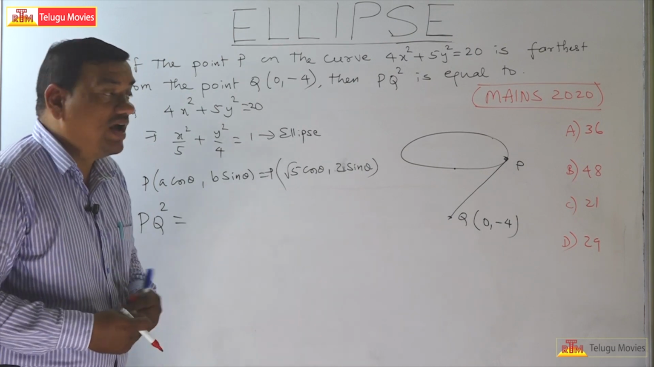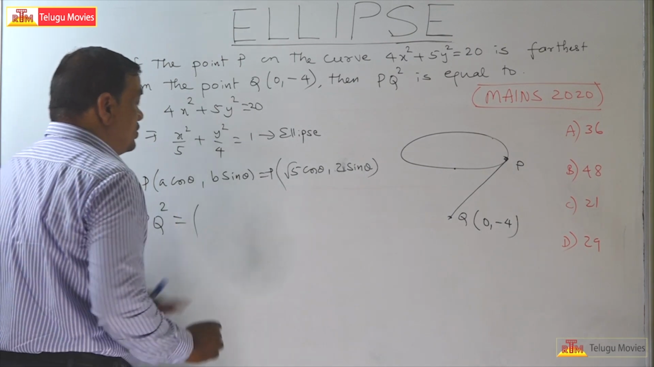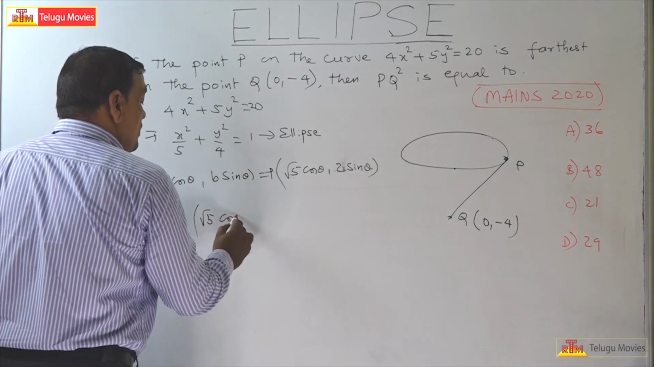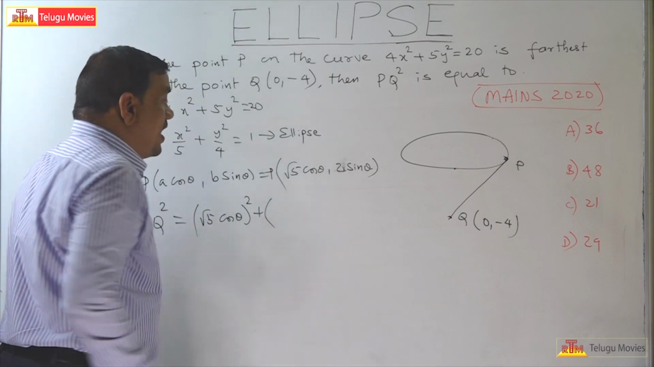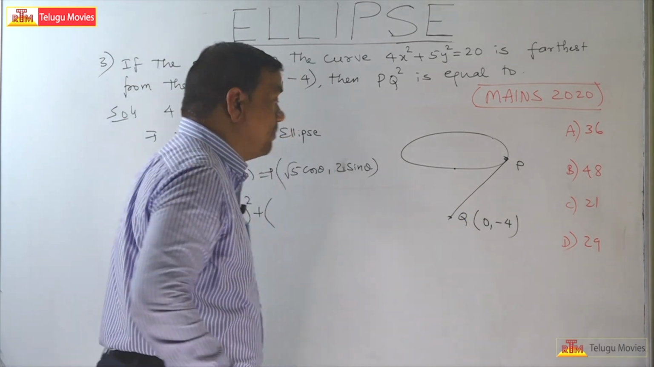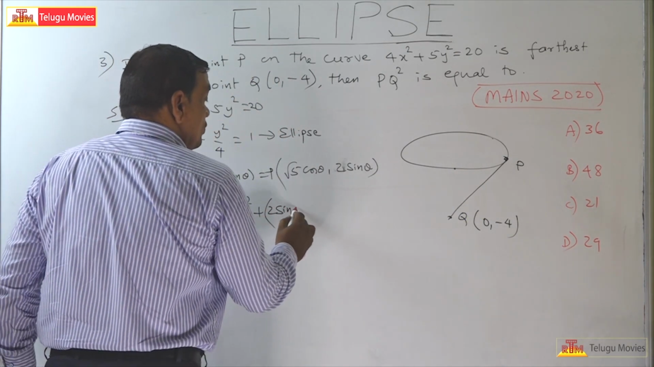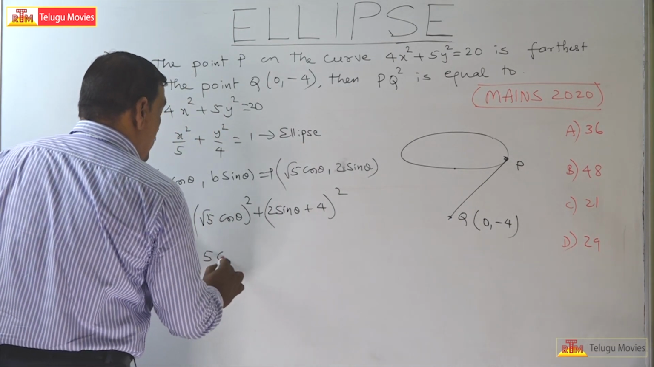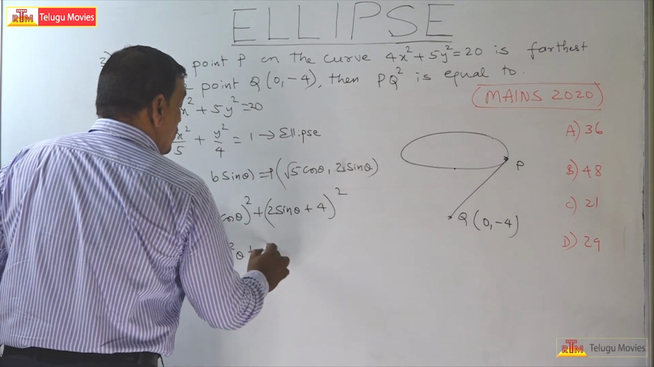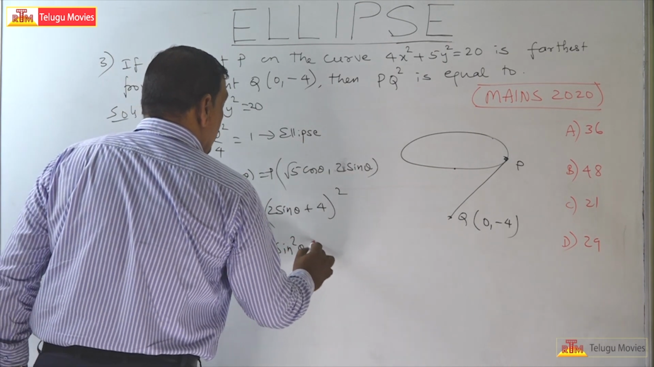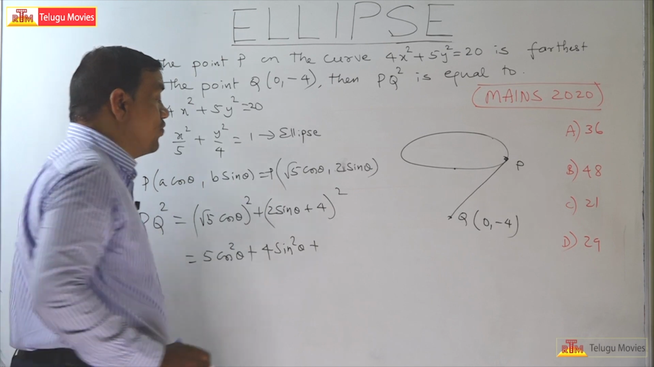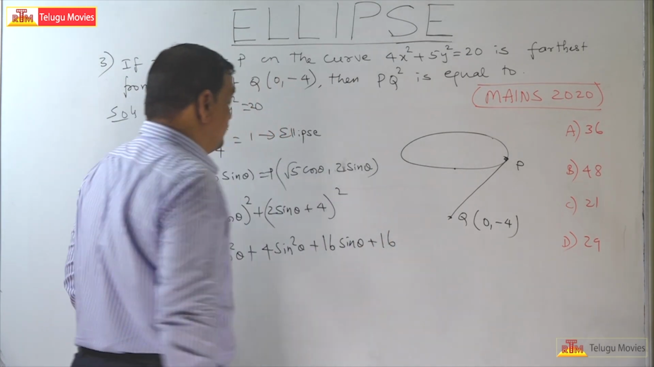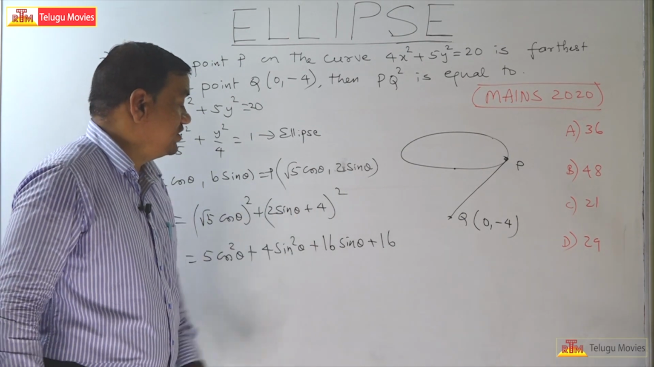x2 minus x1 whole square, y2 minus y1 whole square. So this is equal to (root 5 cos theta minus 1) whole square and (2 sin theta plus 4) whole square. So this is equal to 5 cos square theta plus 4 sin square theta plus, 2 2s are 4, 4 4s are 16, 16 sin theta plus 16.